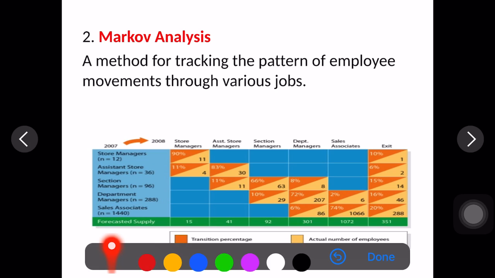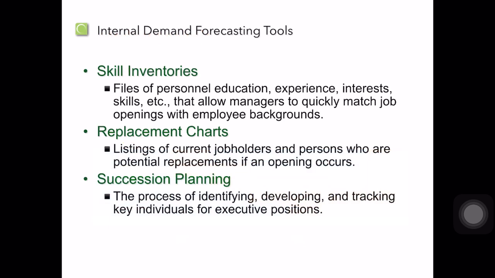Next, kita move on kepada nombor tiga adalah skill inventory. Skill inventory lah. So basically skill inventory ni kita kata contoh macam you rujuk balik all the files of personal education, experience, interest, skill that allow that manager to quickly match the job opening with the employee background. So maksudnya tadi kan ada jawatan kosong dalam you punya company, betul tak? So you akan blast the iklan kerja kosong tu dekat dalam organisasi tu sendiri. So you akan receive a lot of email resume.